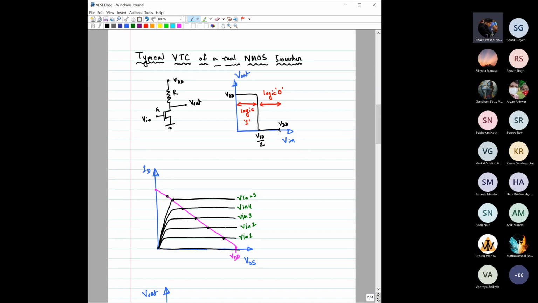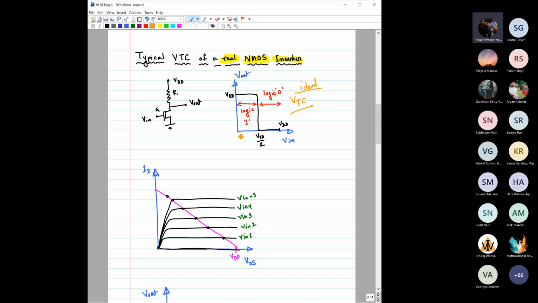So here, let us not right now jump to the real MOSFET, the real NMOS transistor. Let us consider, as of now, the ideal case only, this ideal VTC. So for the ideal VTC, how would it look? This is the ideal VTC, right?